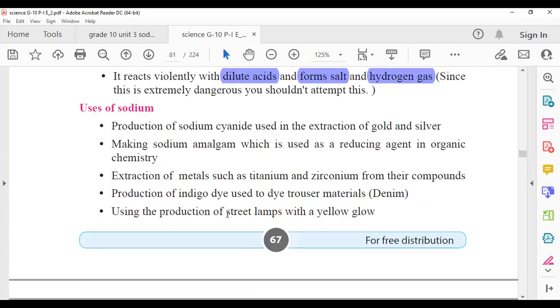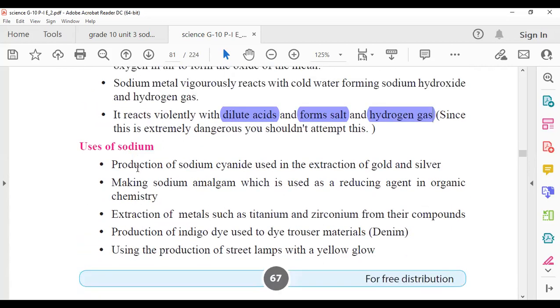Okay. Finally, what are the uses of sodium? One of the sodium compounds is called sodium cyanide. This sodium cyanide is used in the extraction of gold and silver. Another one, sodium amalgam. It is sodium plus mercury together. It is used as a reducing agent in organic chemistry.